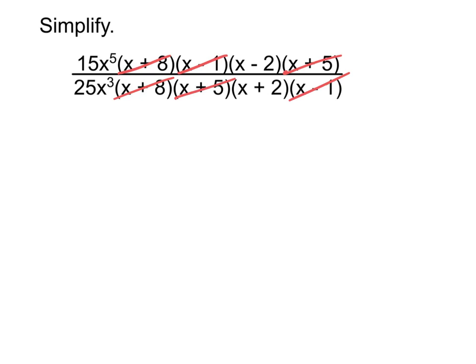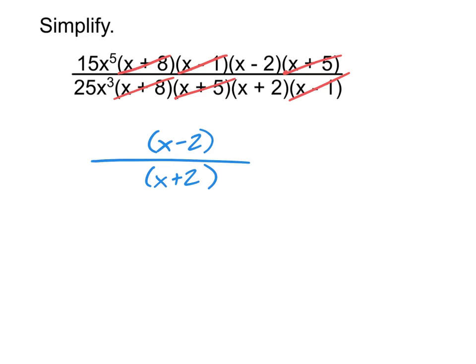So as you take a look at it, what we just have figured out is that we are going to be left with an x minus 2 on the top, and we will be left with an x plus 2 on the bottom. But notice what I have not yet dealt with. I did not yet deal with the 15x to the 5th and the 25x cubed.